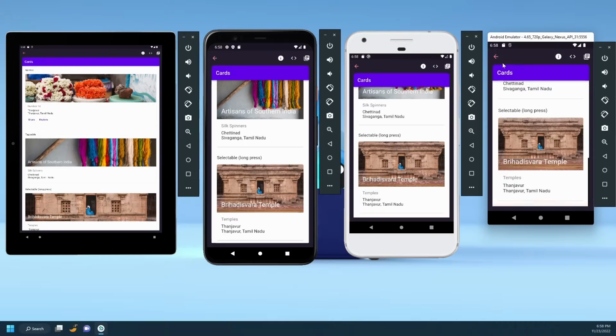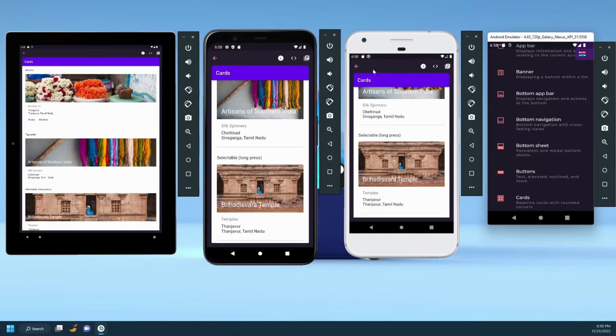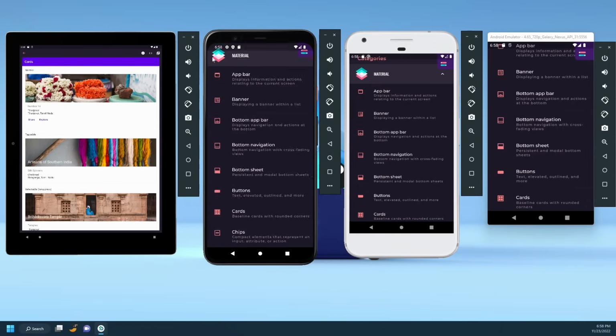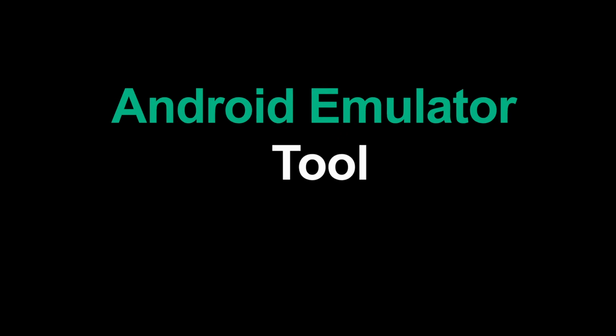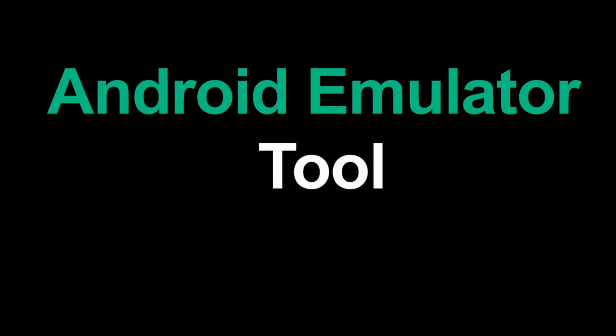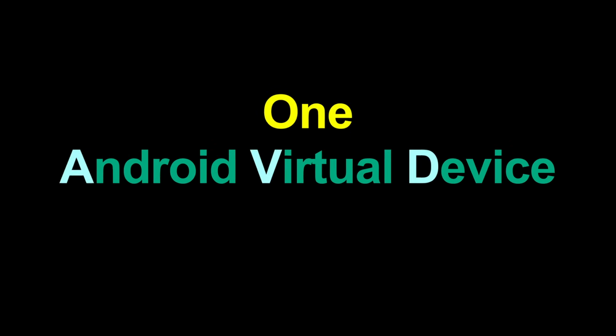But to be able to emulate different types of devices with various specifications, you will need to create Android virtual devices. By definition, an Android virtual device, AVD, is a configuration that defines the characteristics of an Android phone or tablet that you want to simulate in the Android emulator. So, based on this definition, for setting up an Android emulator, we will first need to install the Android emulator tool and then create at least one Android virtual device.